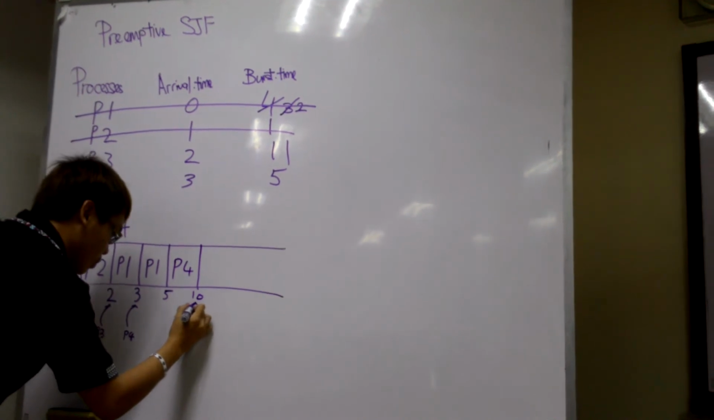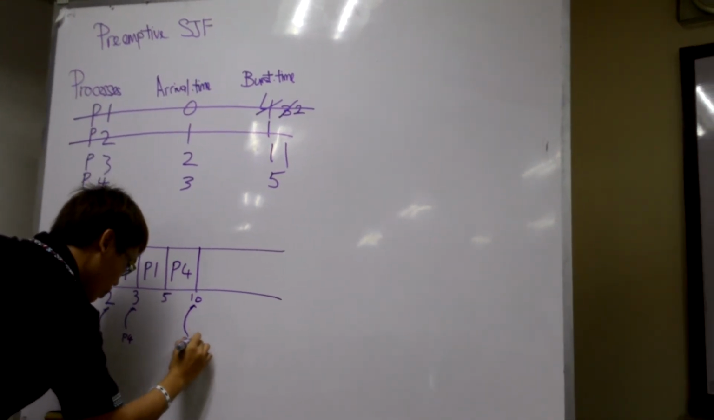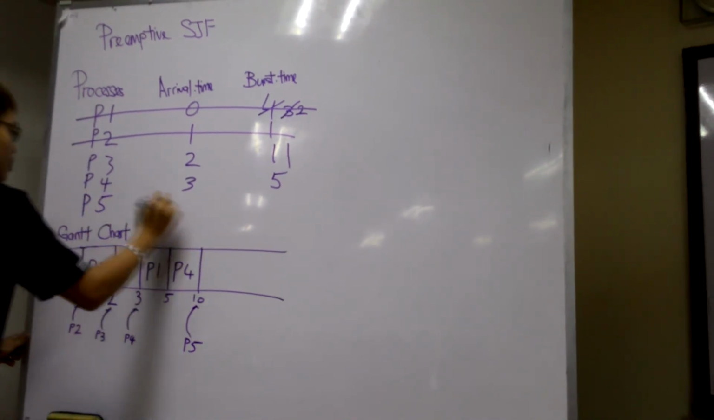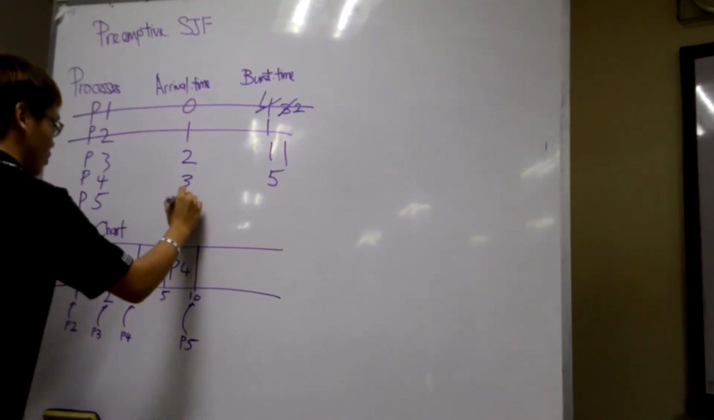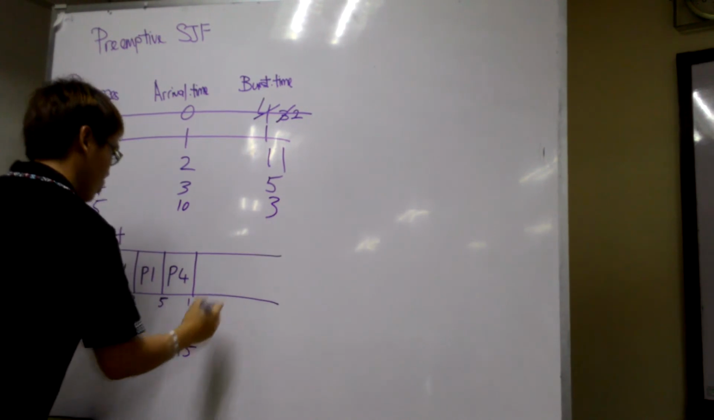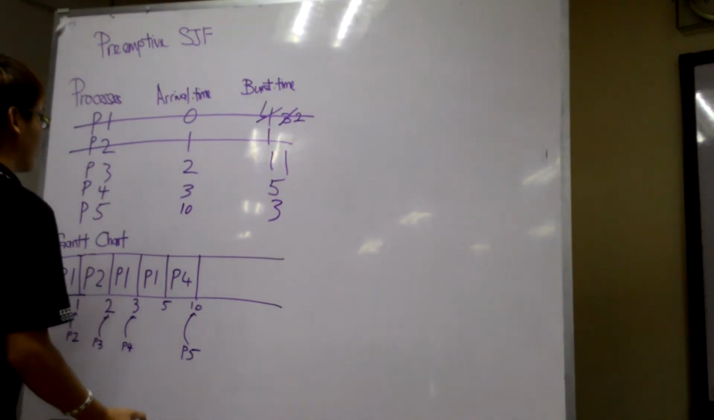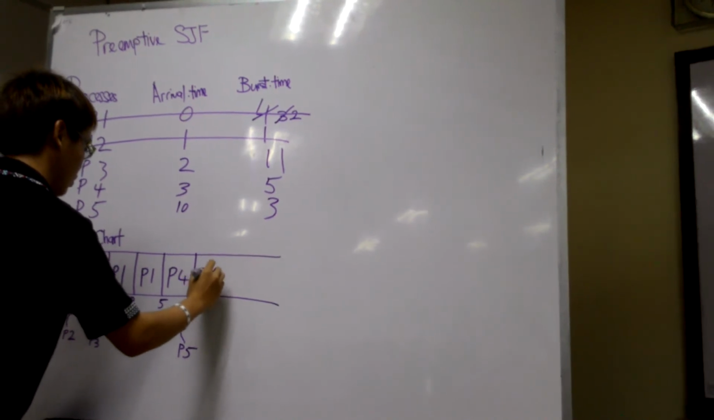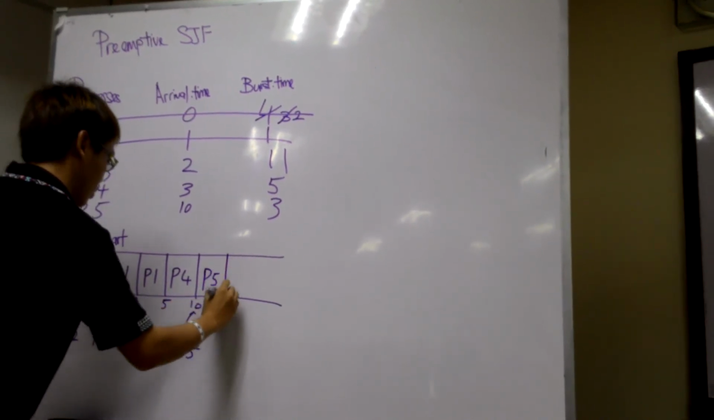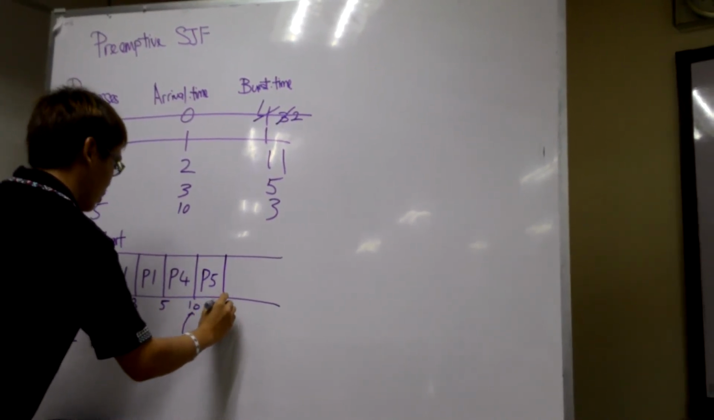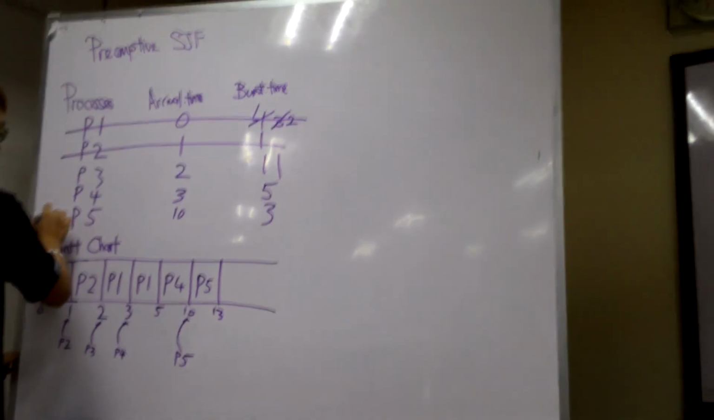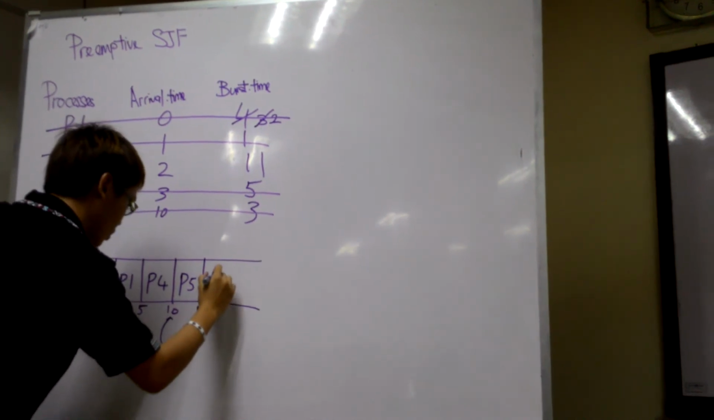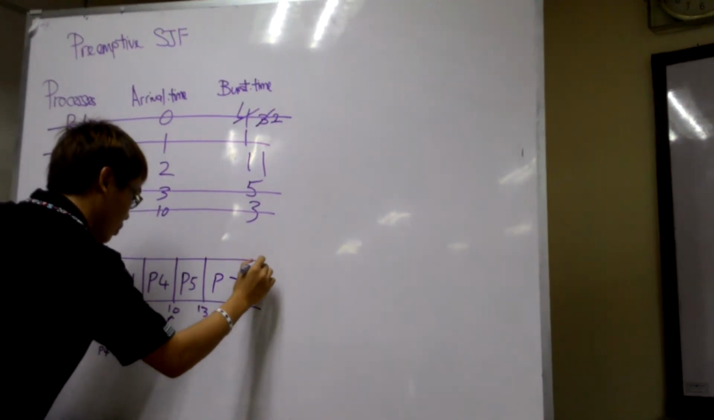P5 arrives. Arrival time is 10. Burst time is 3. Now P5's burst time is shorter than P3's. So P5 enters first, until P5 finishes at 13 milliseconds. P3 enters until 24 milliseconds, finish.